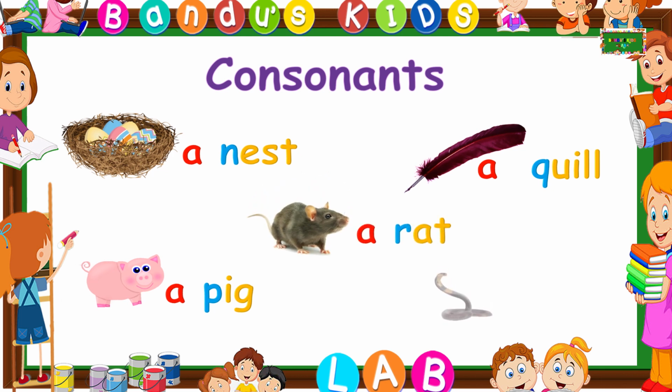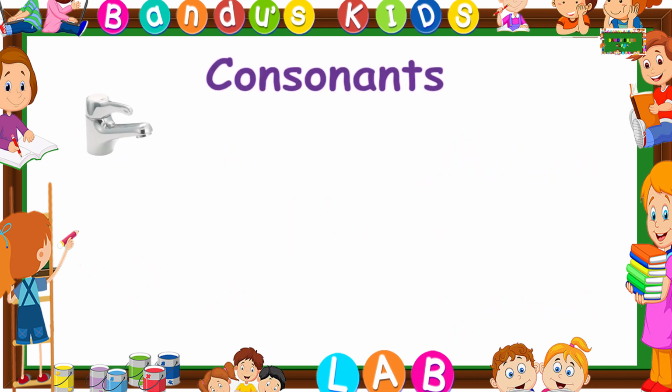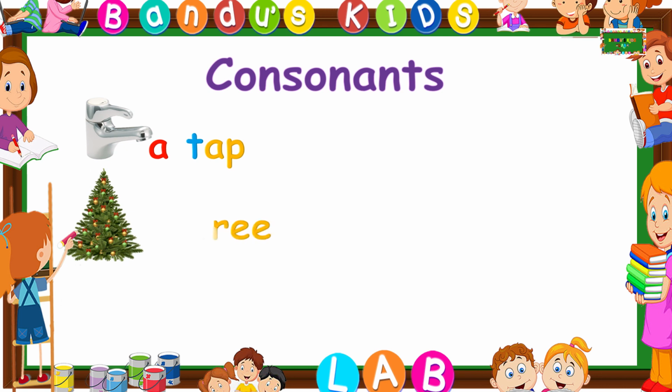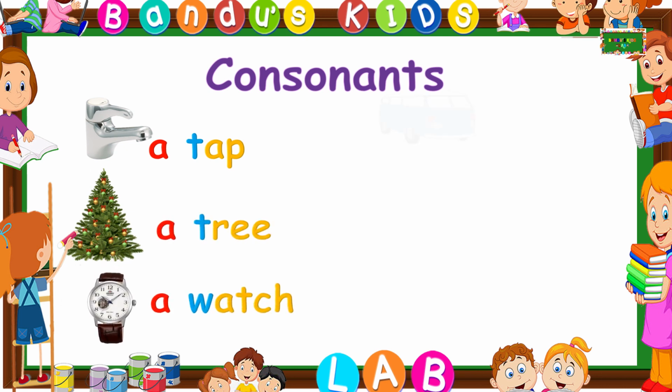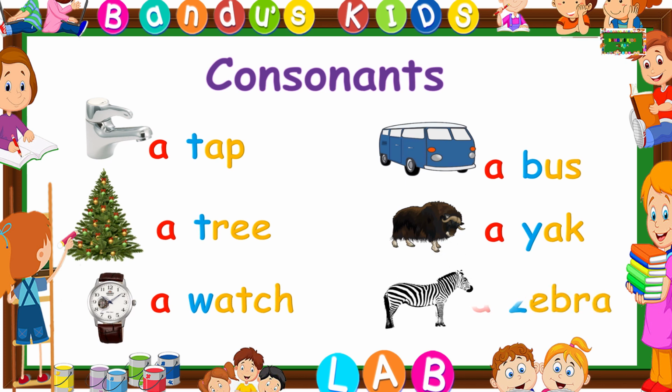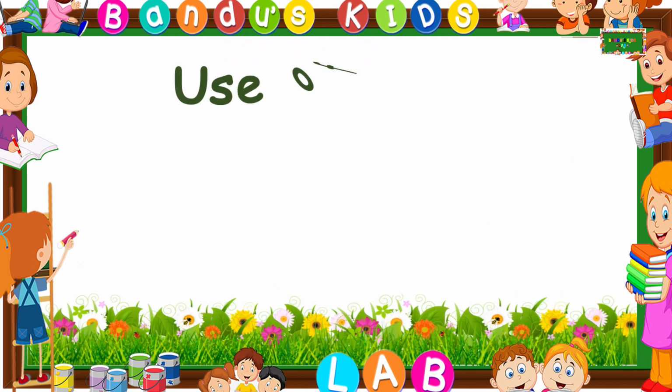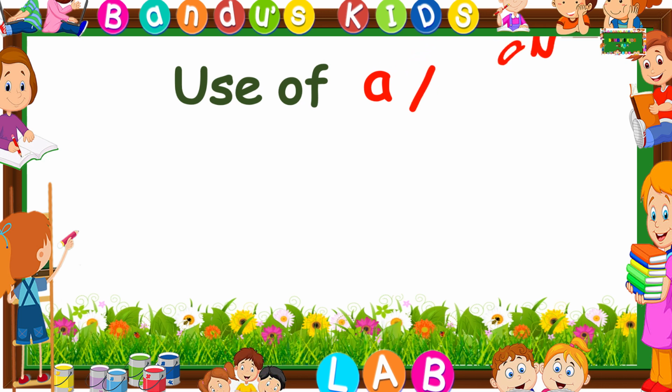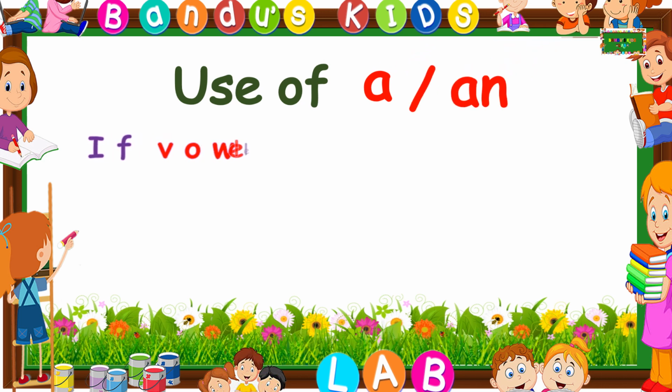a rat, a snake, a tap, a tree, a watch, a bus, a yak, a zebra. When we use A or AN, we have to remember one thing.